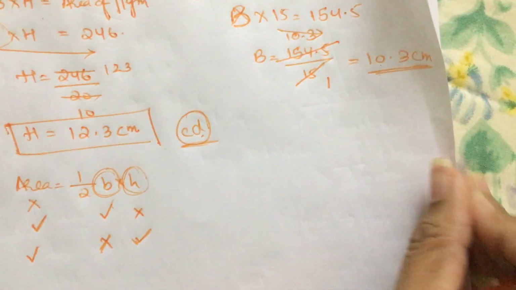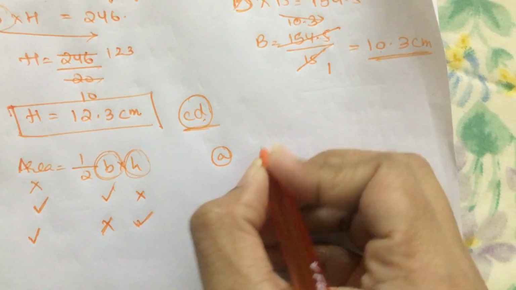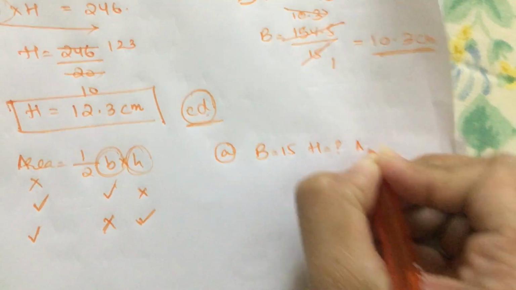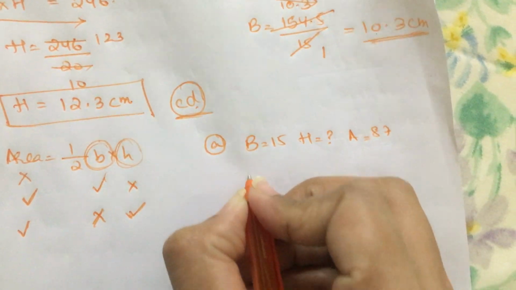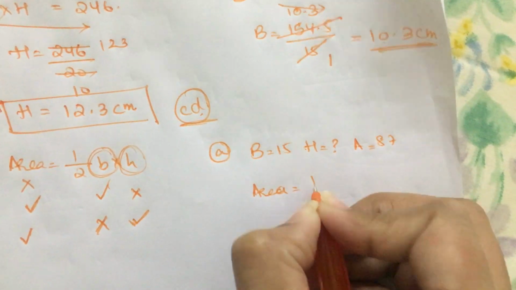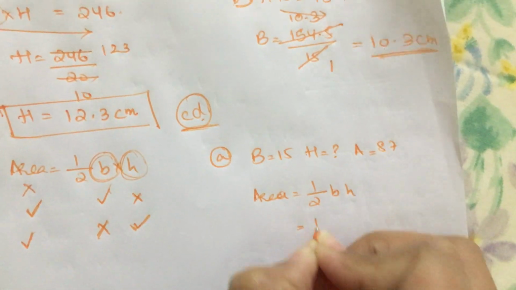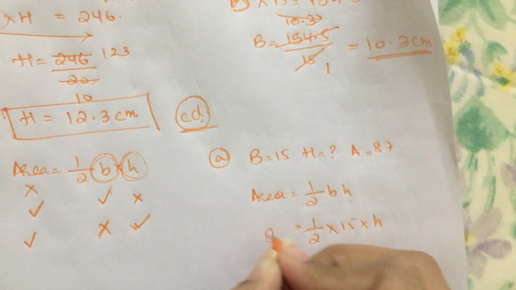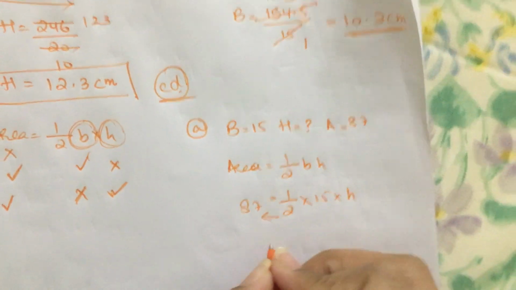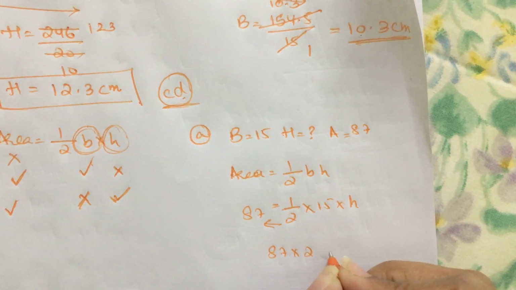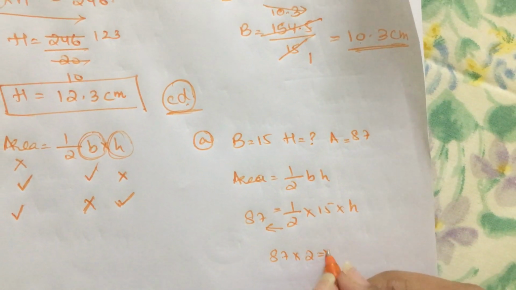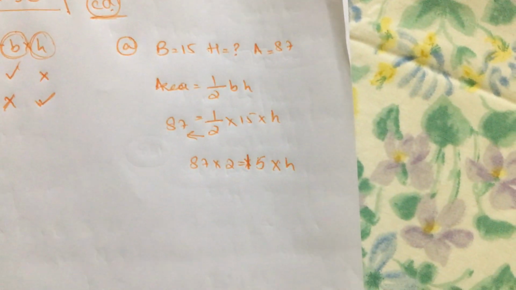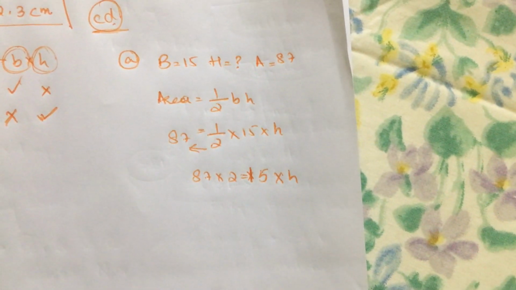Okay, so let's do the first one over here for the fourth one. A1 says the base is equal to 15, height I don't know, area is given to me as 87. So what's the formula for area of triangle? It is half base times height. That is half into 15 into height, and the area is 87. Send it towards the other side, it becomes 87 into 2 is equal to 15 times height.